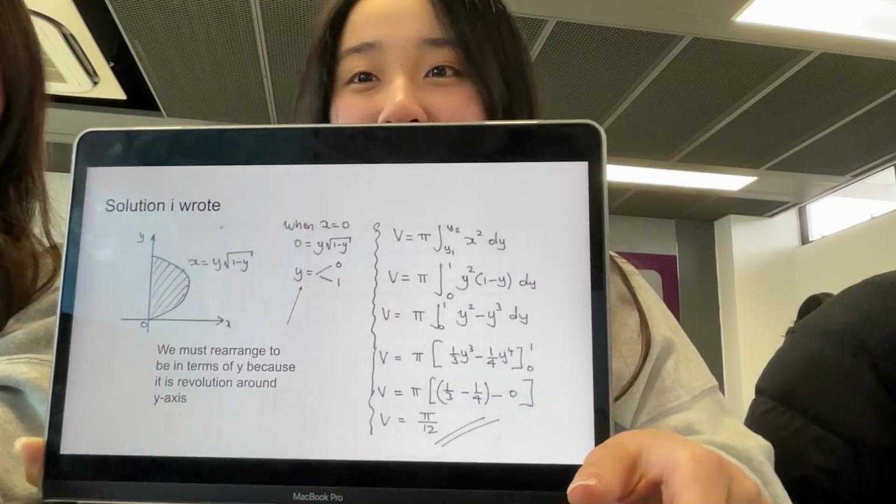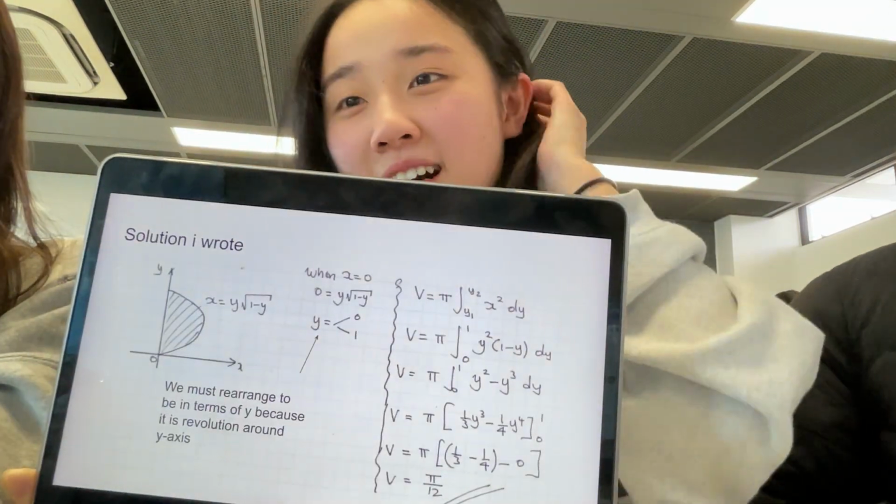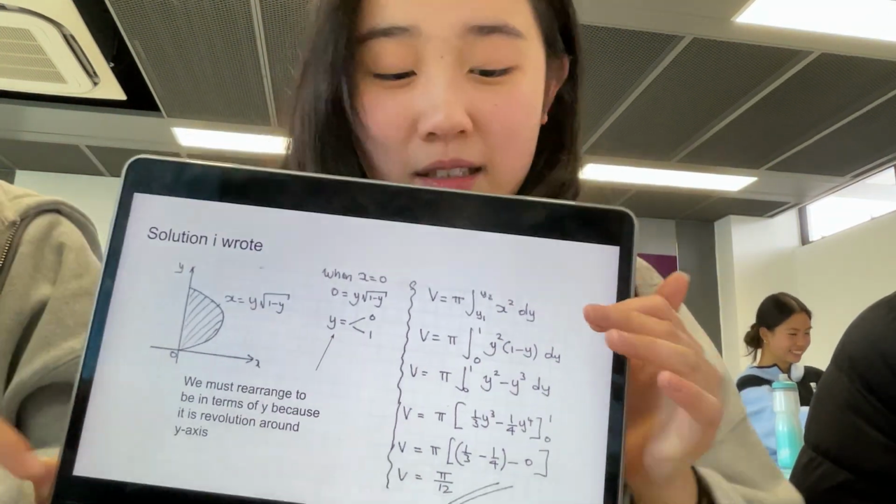Wait, I'll move. Is this area between two curves? You didn't click it.